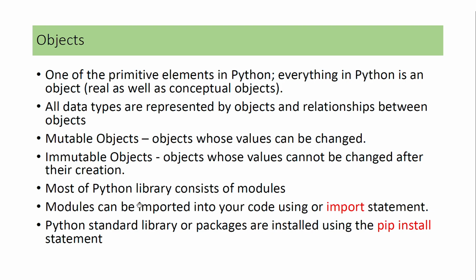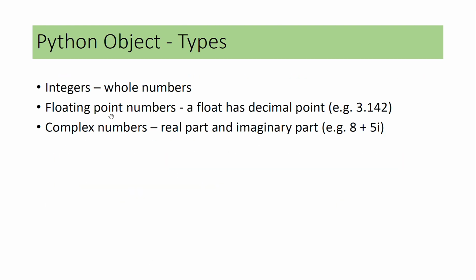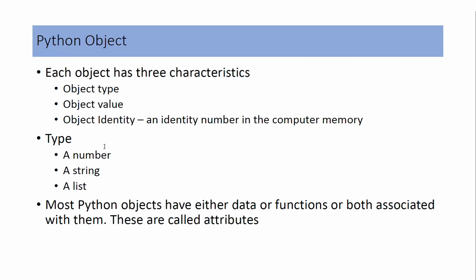So most Python libraries consist of modules. A module can be imported into your code using an import statement. The Python standard library or packages are installed using a pip install statement. Python objects and types: an integer is a whole number. A float is a number that has a decimal point. A complex number has a real part and an imaginary part.